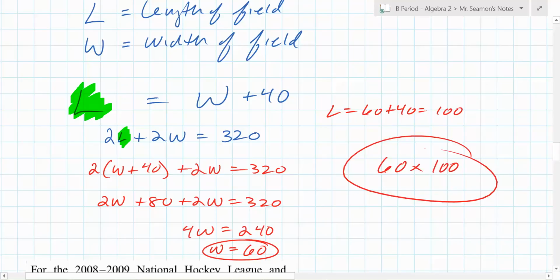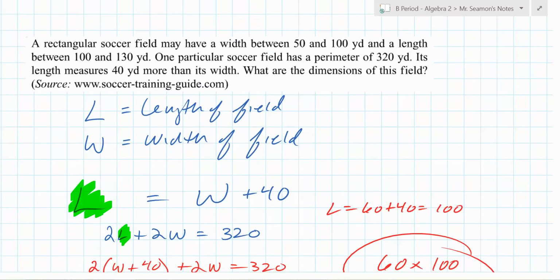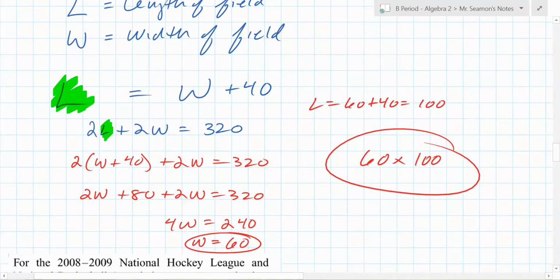Now you have to go up to check. Are they between the given ranges? Yes, they are. And 60 plus 60 is 120, 120 plus 200 is 320. Is that the perimeter? It checks.